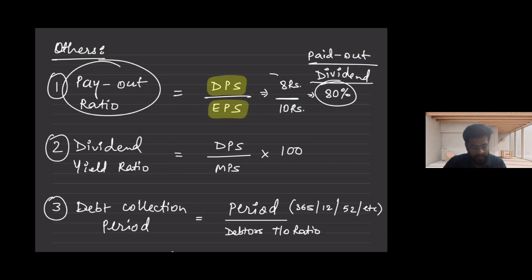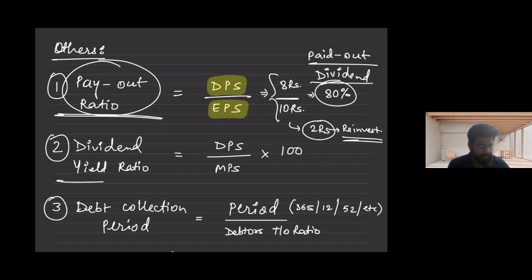Sir, what is the company doing with the remaining 2 rupees? So 2 rupees is reinvested in the business. That is not distributed to the shareholders, but it stays in the company itself. The company will use that retained earnings in the business, and then they can grow their profits and capital. Okay, so this is called payout ratio.